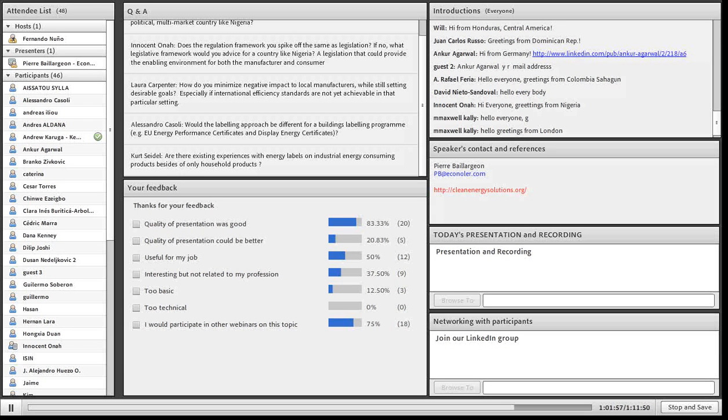Are there existing experiences with energy labels on industrial energy products? That's a good question. I cannot provide too much of my own experience. My experience has been more in the white appliance or motors or HVAC product or building, but not on specific industrial product. The only experience that I have seen is air compressor. So air compressors can be labeled for their energy efficiency, and that's one of the auxiliary equipment.